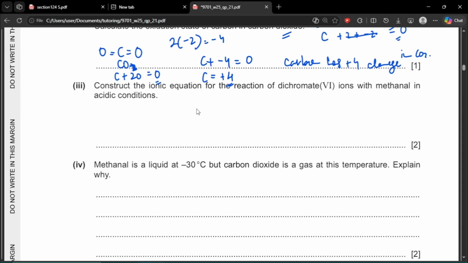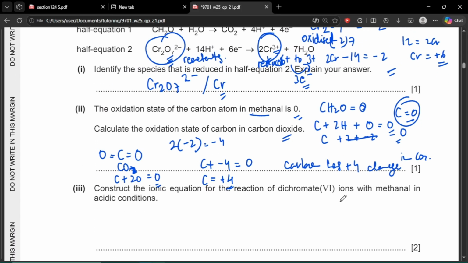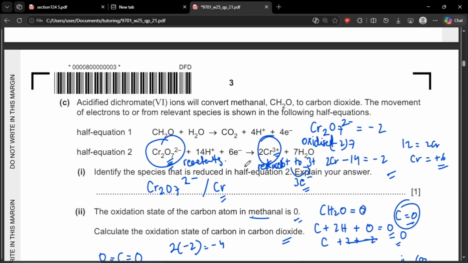Okay, construct the ionic equation for the reaction of dichromate VI ions with methanol in acidic conditions. Now, one thing you guys should notice, right? In acidified conditions, methanol does not form carbon dioxide. It actually forms methanoic acid. It does not form carbon dioxide straight away. It's basically supposed to form an acid.